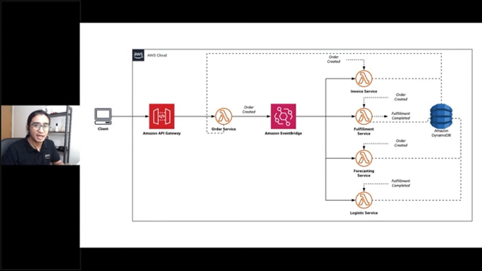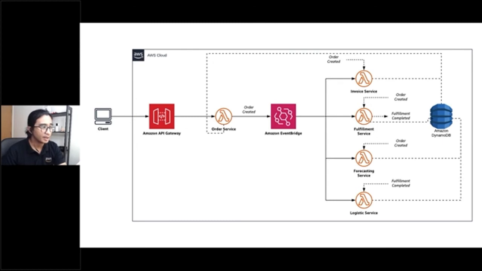Okay, so this is what we're going to do. First, we will have a public API which integrates with a Lambda function called order service. And this is to illustrate how you can combine both synchronous and asynchronous communication with AWS. Now, this order service will create a record on Amazon DynamoDB.